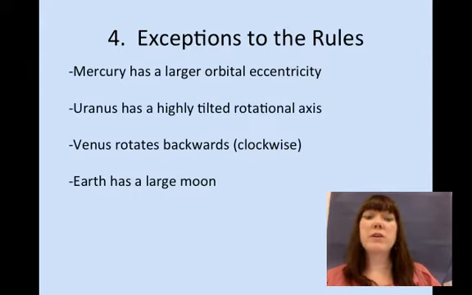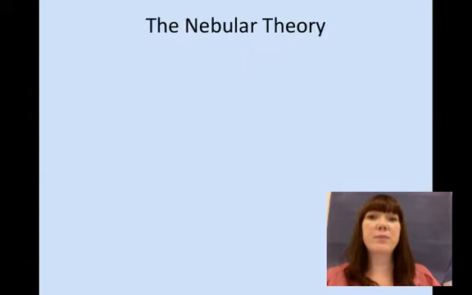So we also want to think about how these 4 things that don't quite fit in could possibly be explained. What could have happened during our solar system's history to cause those things?